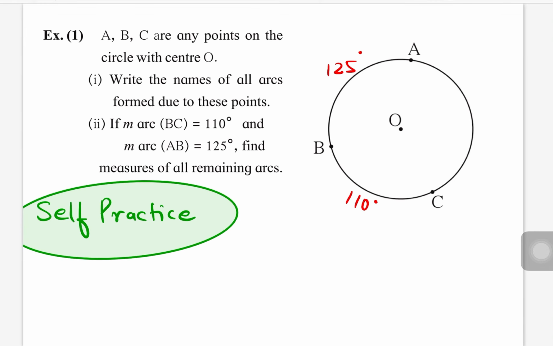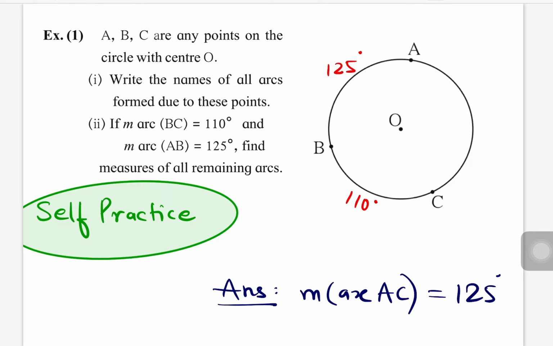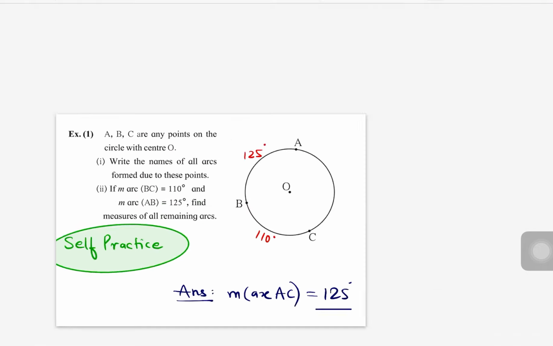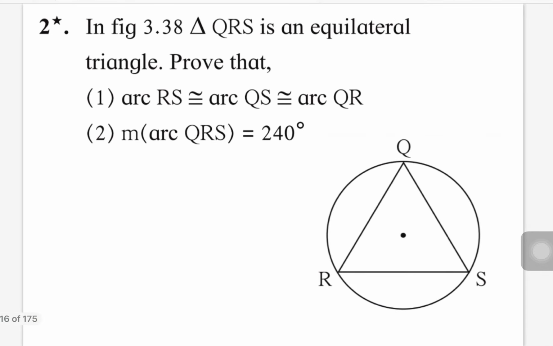So here the answer will be: measure of arc AC is equal to 125 degrees. So please write the steps and practice yourself. Check the next question. Triangle QRS is an equilateral triangle.